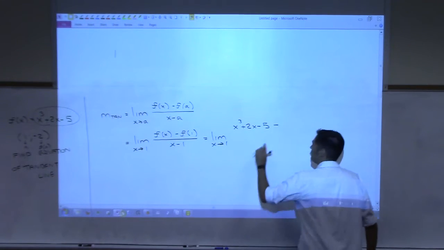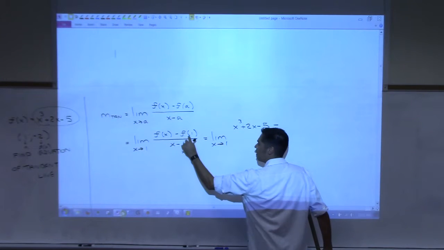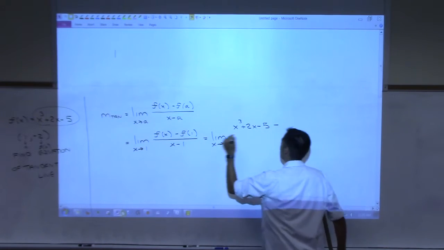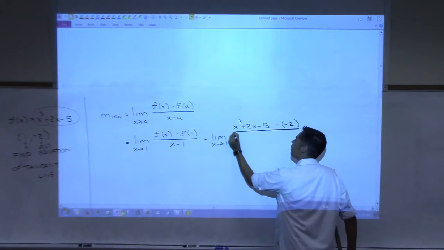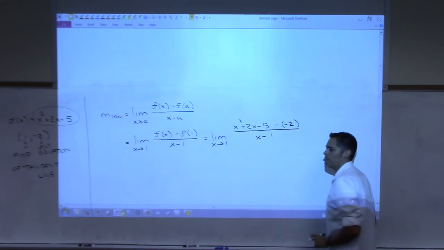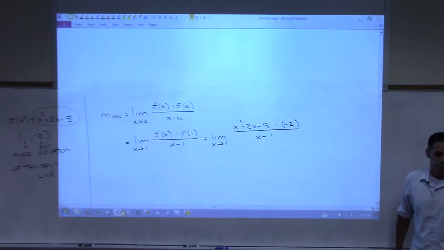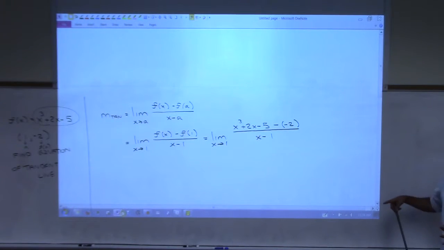Okay, so I'm going to replace this. This is a minus sign, but I'm replacing this with negative 2. So be careful, that's a negative negative. That will become a positive over x minus 1. At this point, we've plugged everything in. Now we just need to evaluate the limit.